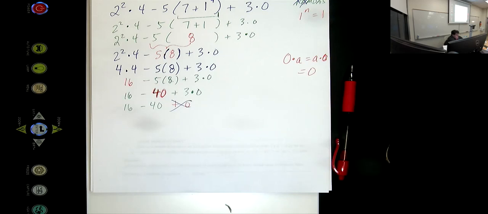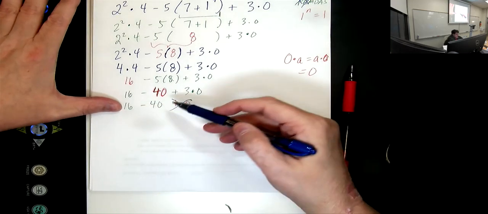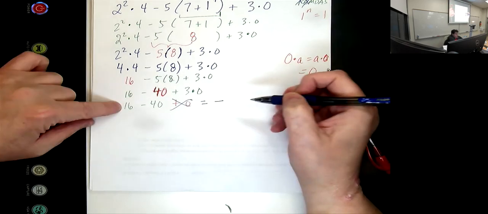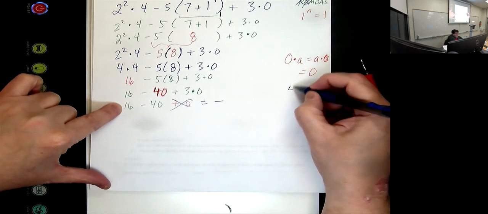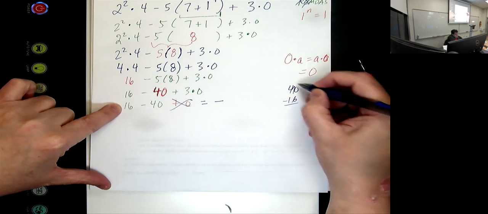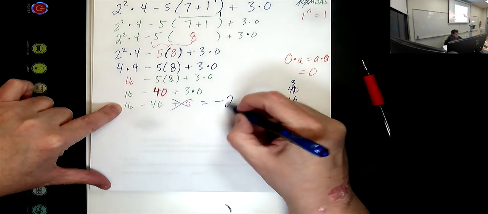And now when you're doing subtraction, you can either do it in the calculator or by hand. Since the 16 is smaller than the 40, I know the outcome is negative because the first number is smaller. I'm going to do 40 minus the 16. I carry the 1, and I get 10 minus 6 is 4, 3 minus 1 is 2. I get negative 24.